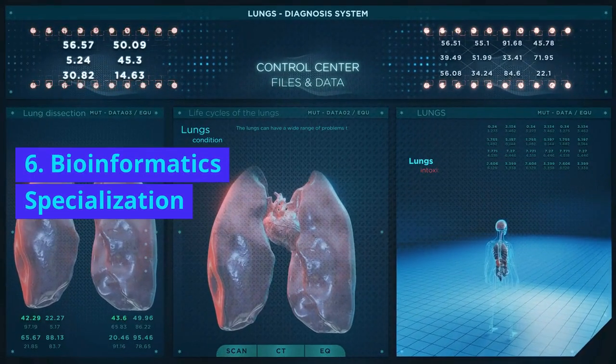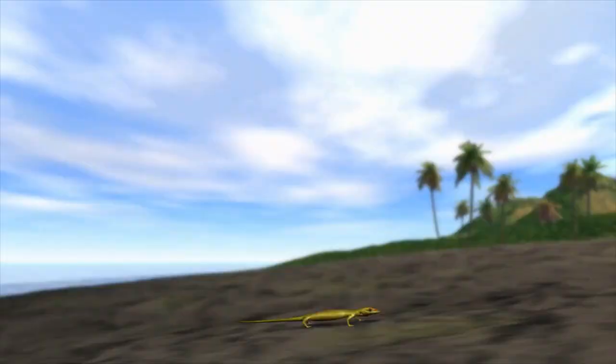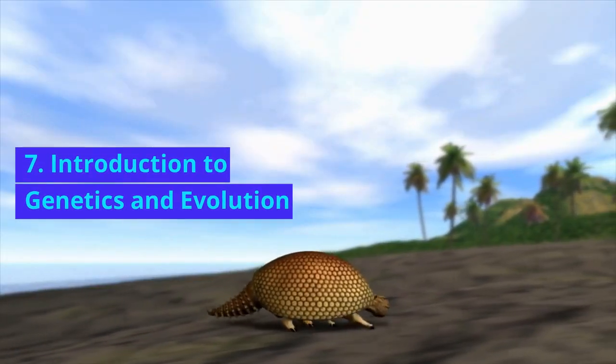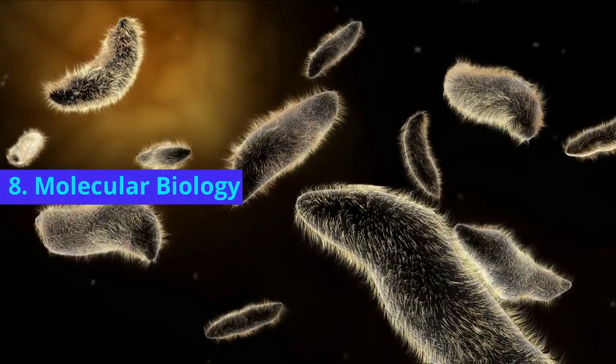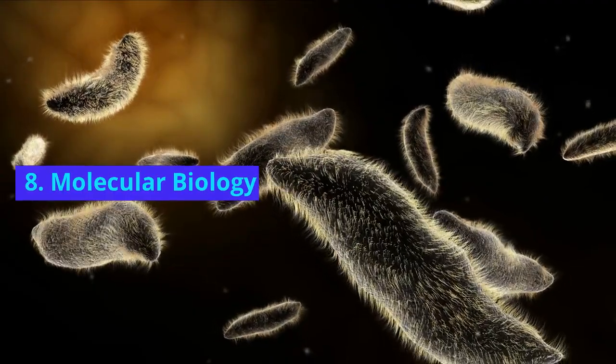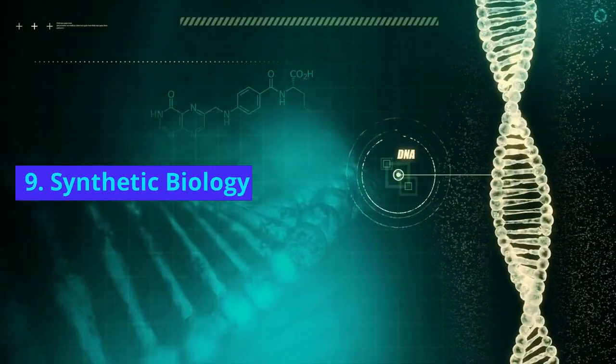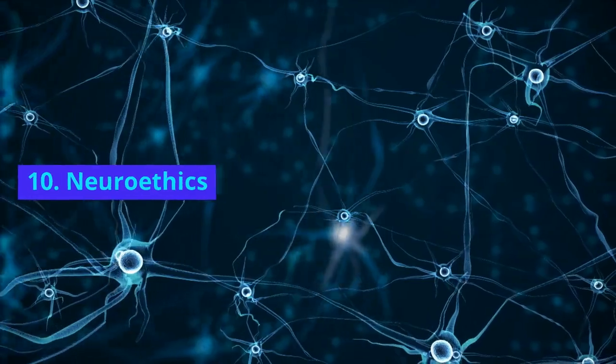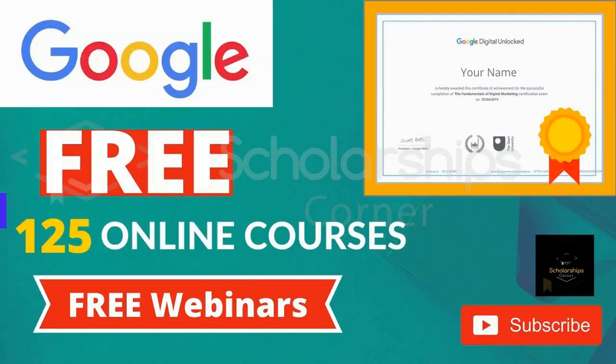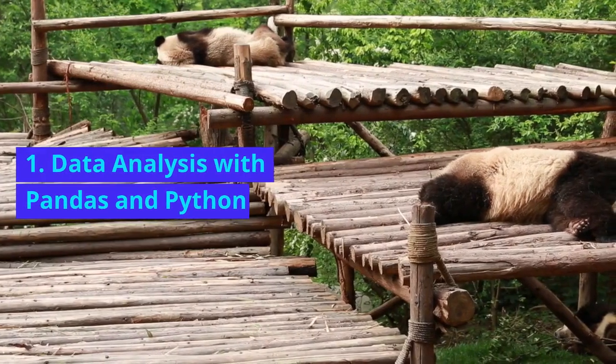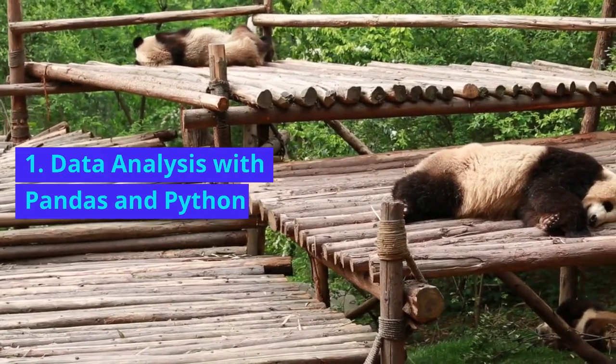6. Bioinformatics Specialization. 7. Introduction to Genetics and Evolution. 8. Molecular Biology. 9. Synthetic Biology. 10. Neuroethics. Google. 1. Data Analysis with Pandas and Python.